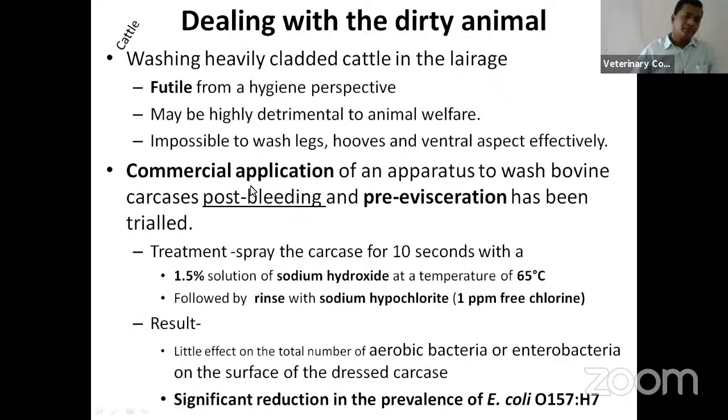There are certain commercial applications. Commercial applications means washing the bovine carcass post bleeding and pre-evisceration. Post bleeding means bleeding is done, sticking and bleeding is over. Pre-evisceration, organs yet to be removed. When they studied using a commercial application, using a spray, spray of what?